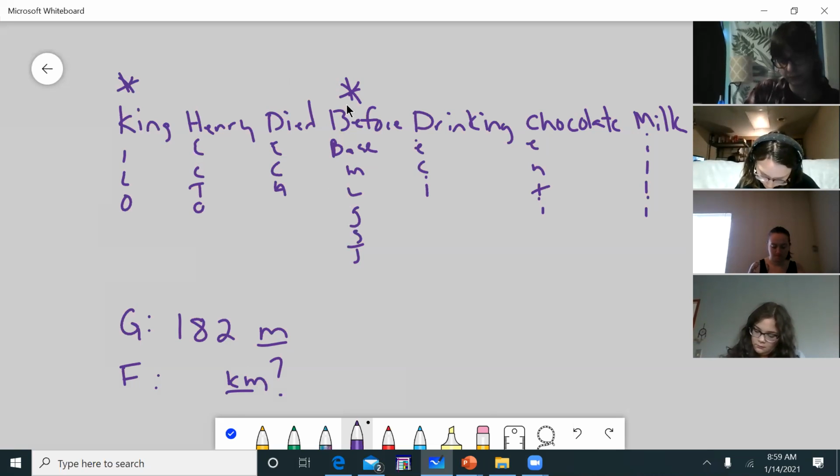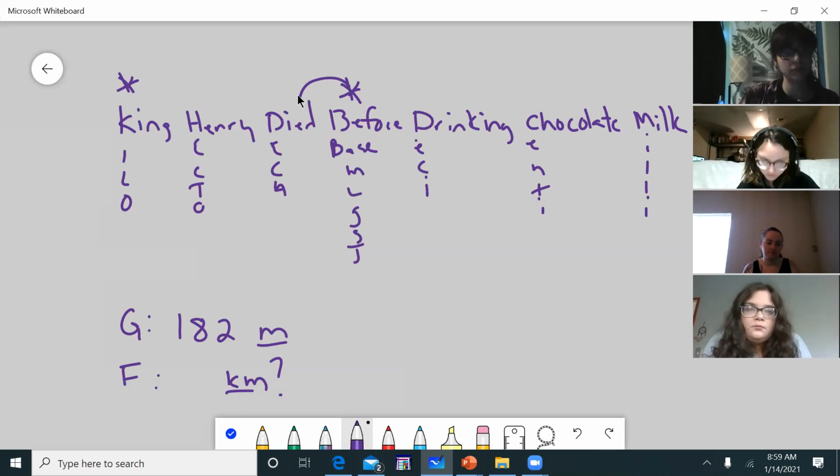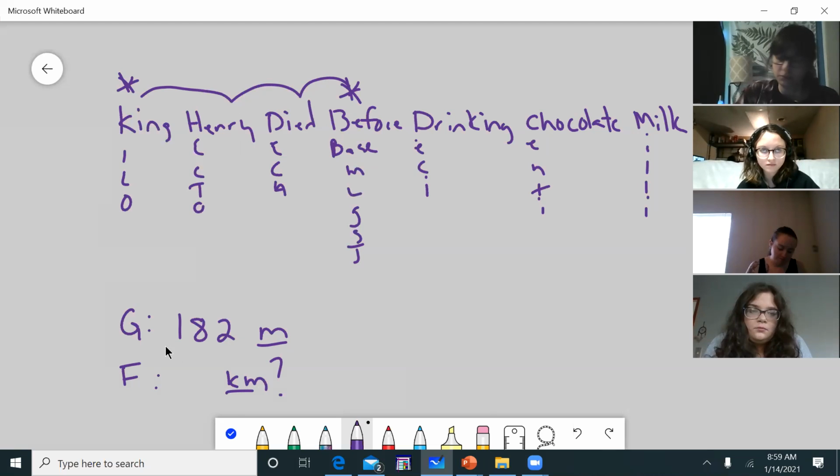So how am I going to get from the base unit to the king? I have to take 3 hops to the left. 1, 2, 3 hops to the left, which means I move my decimal 3 places to the left. So where is my decimal in this number? It sits right there. If I'm moving it 3 to the left, 1, 2, 3, 0.182 kilometers. You've got it done.